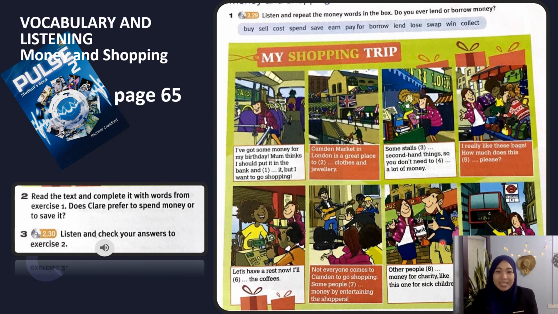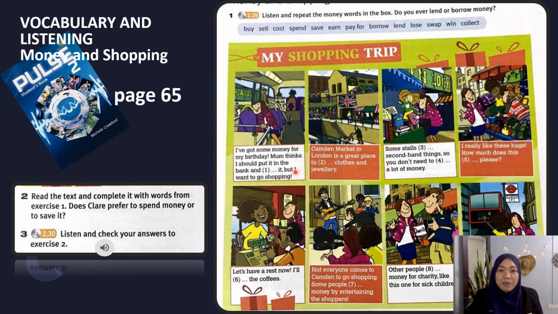You see, at the end, she got to borrow money because she keeps on spending. Yeah. So does Claire prefer to spend money or to save it, you think? Yeah, she prefers to spend her money, right? Okay, now let's look at the exercise here. So did you manage to fill in those blanks? Okay, let's look at the first one now.